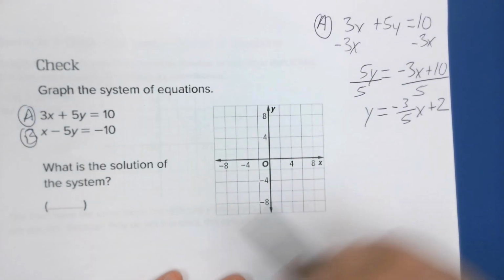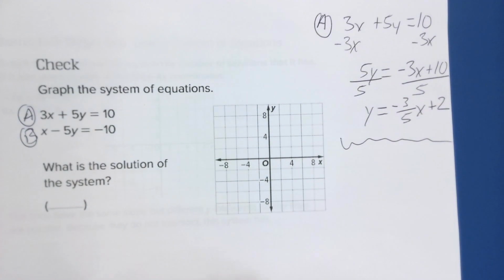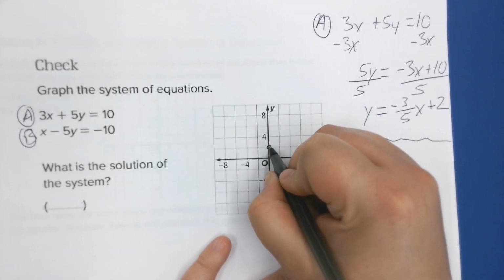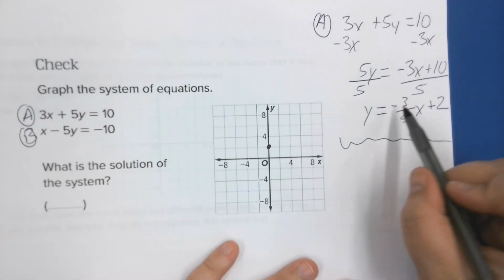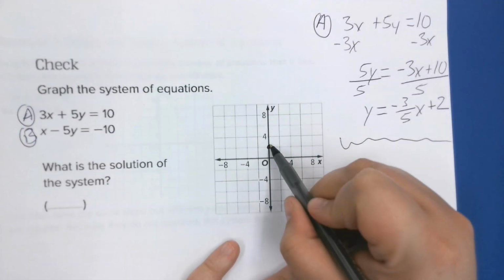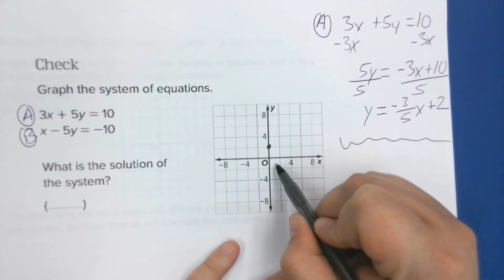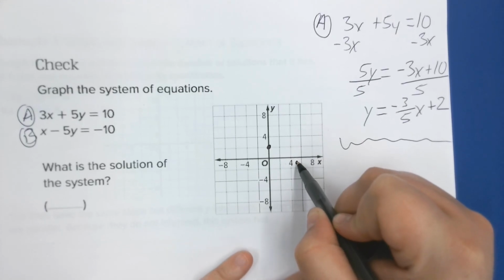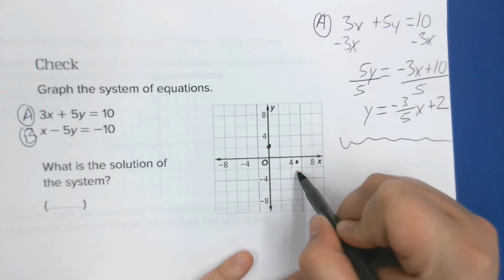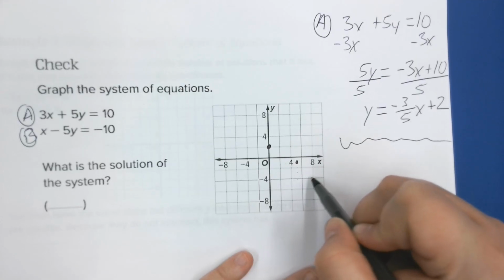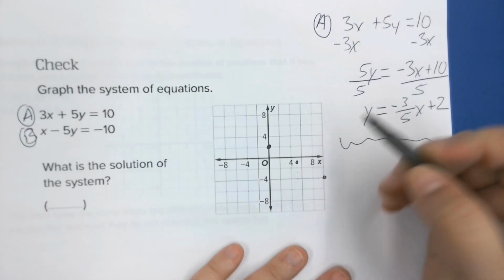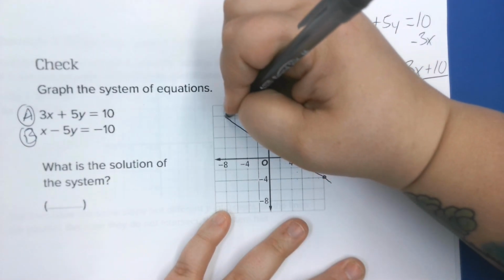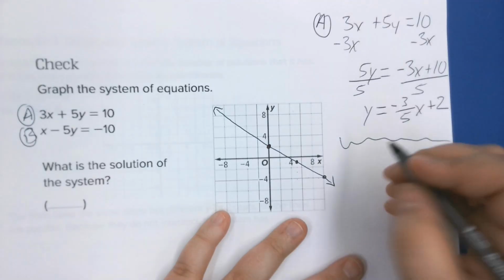So here's my equation A. I'm going to go ahead and graph that. My y-intercept is 2. So here's my y-intercept. I'm going to go down 3, to the right 5. So 1, 2, 3. 1, 2, 3, 4, 5. I'm going to do it again just to make it easy on myself. I'm going to go ahead and draw my line. And I'm going to label my line A.